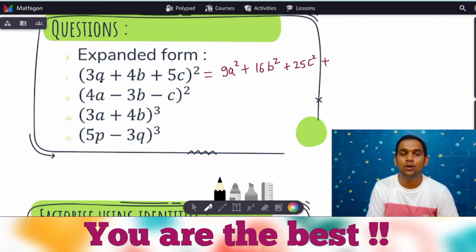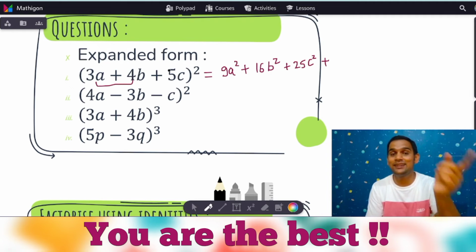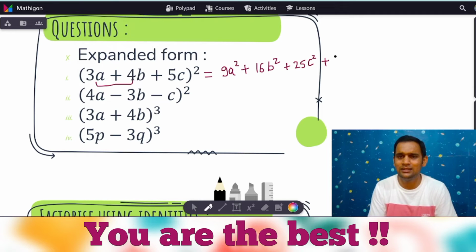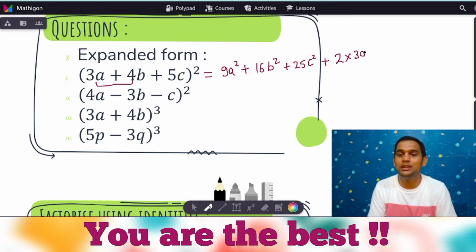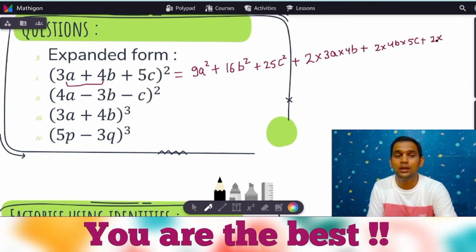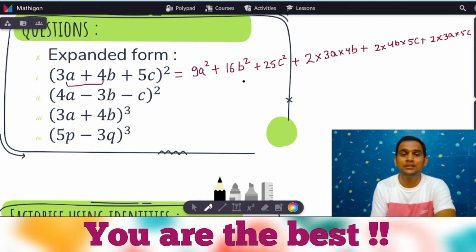Plus, now 2 times 3a times 4b. So 2 times 3 is 6, 6 times 4 is 24. Shall I write it in detail? Okay, quickly I'll write it. So according to the formula, when you have noted down the formula, you can match it. How am I doing it? 2 times 3a times 4b plus 2 times 4b times 5c, and the last term would be 2 times 3a times 5c. Yes. So these are the terms.